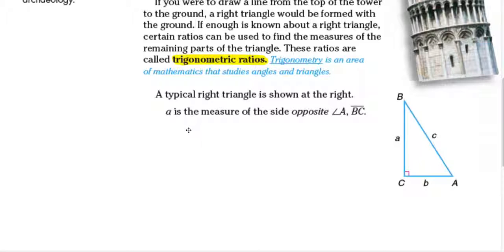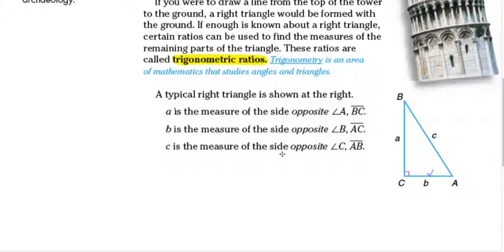b is the measure of the side opposite angle B, and this is angle B right here. So the opposite side of angle B is right there, lowercase b, which is side AC. And finally c is the measure of the side opposite angle C right here, which is also represented by lowercase c, and in this case it's going to be side AB. And if you notice, angle C forms the right angle, and angle C will always be your right angle.